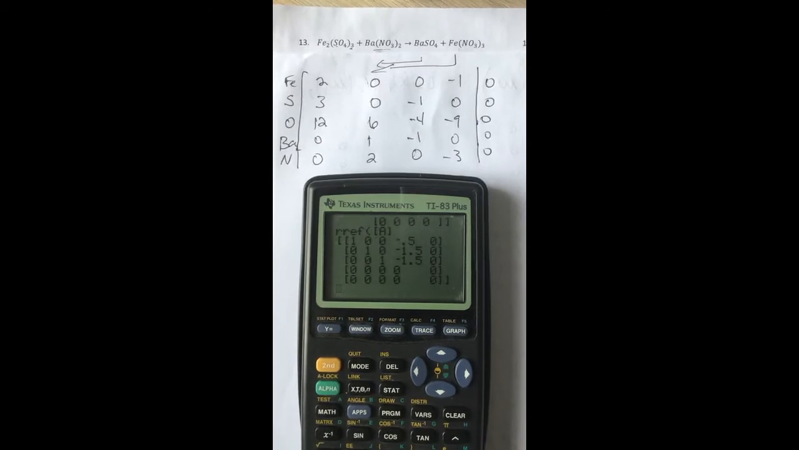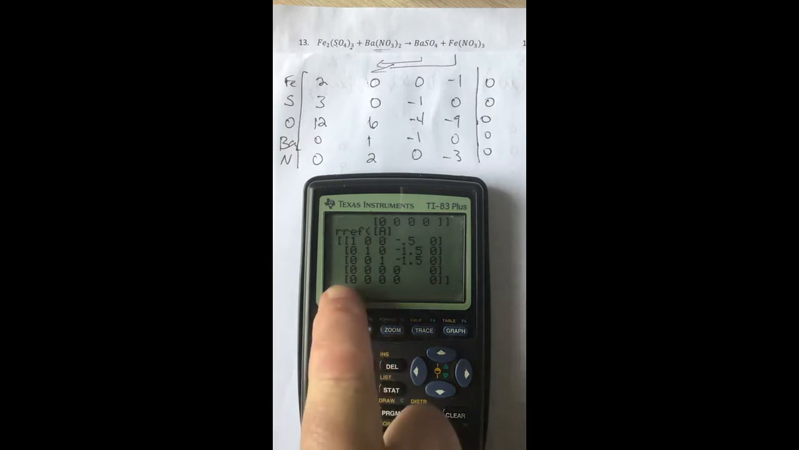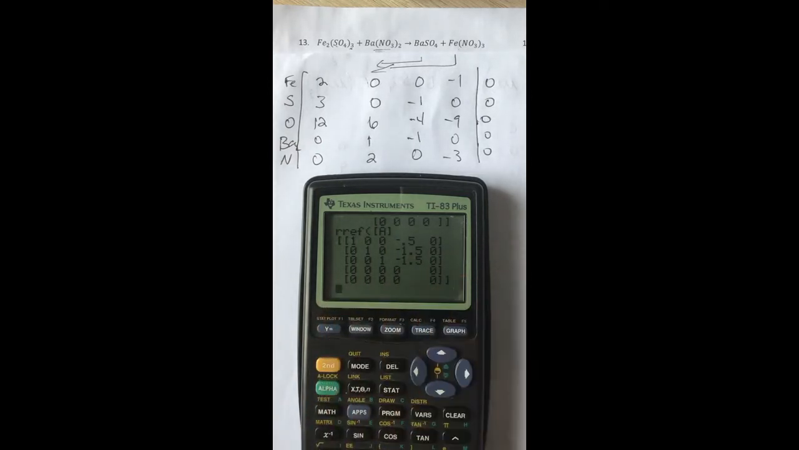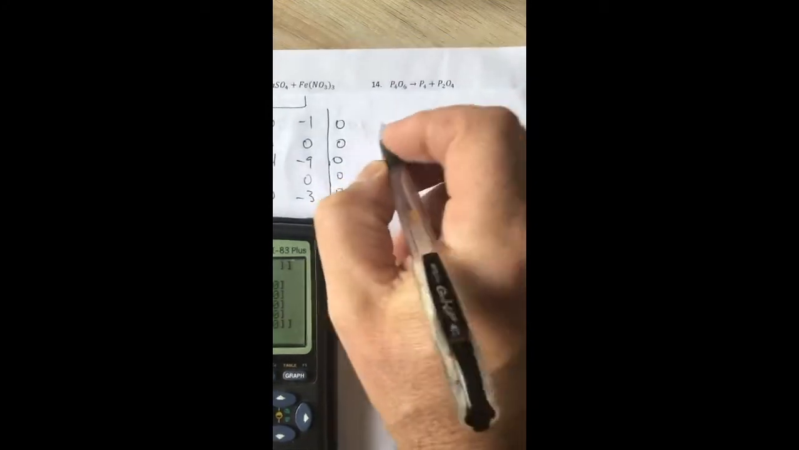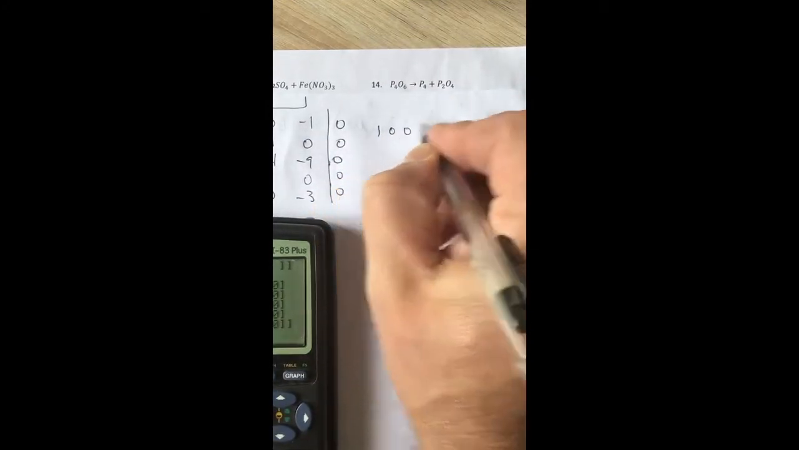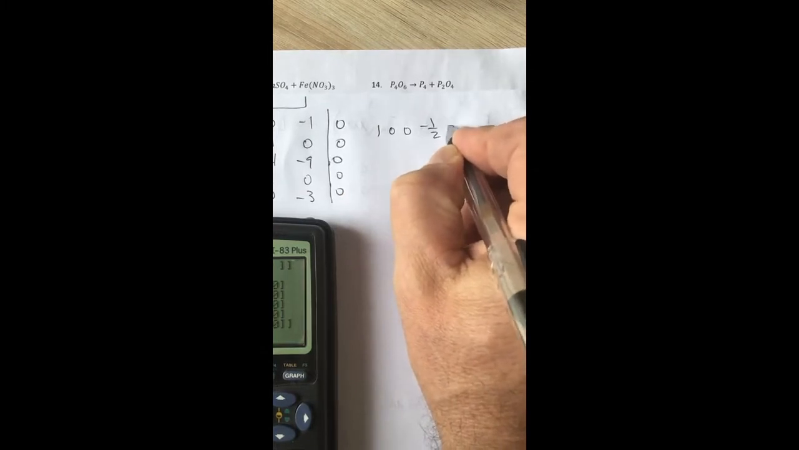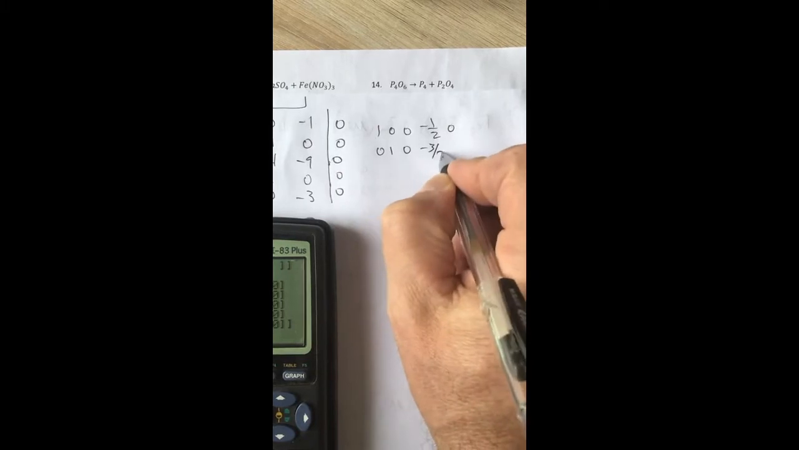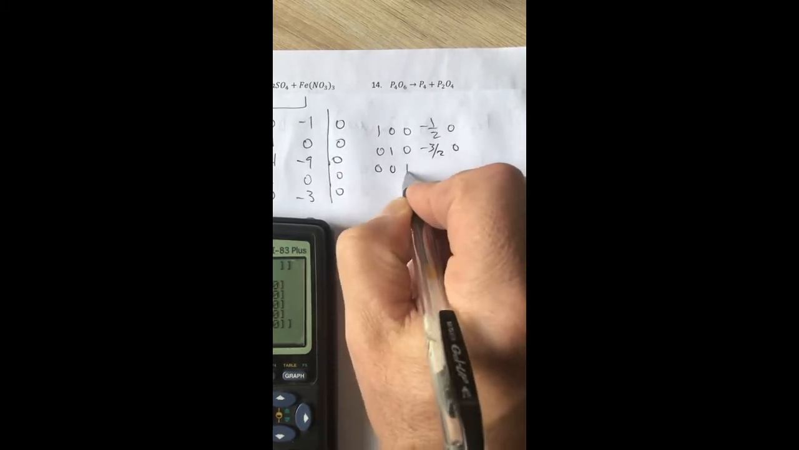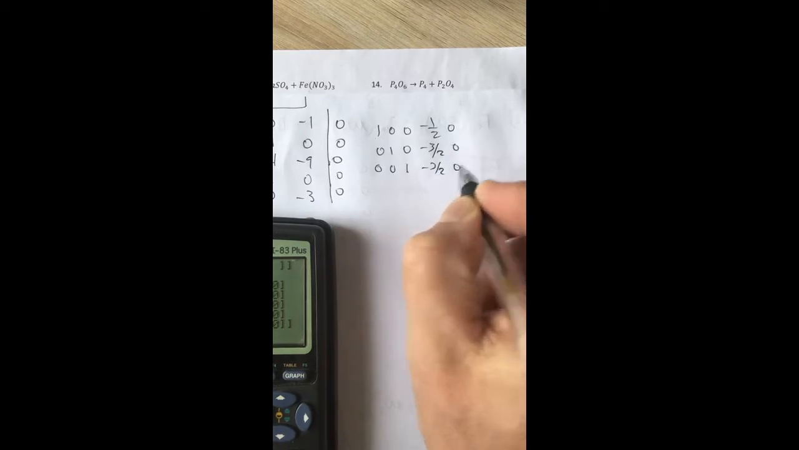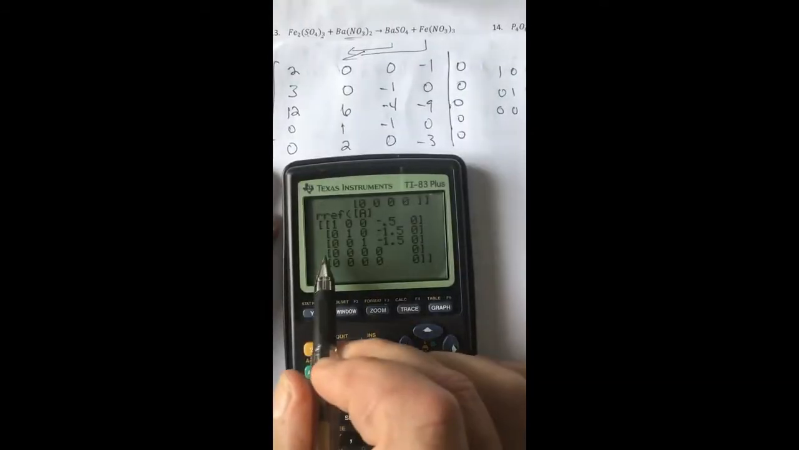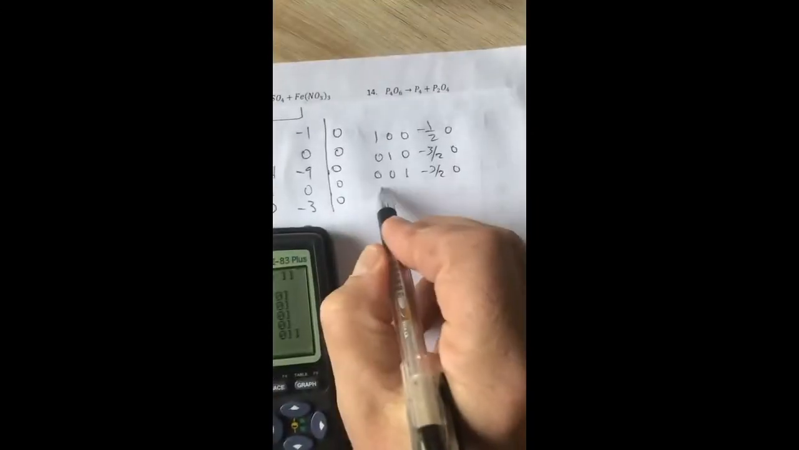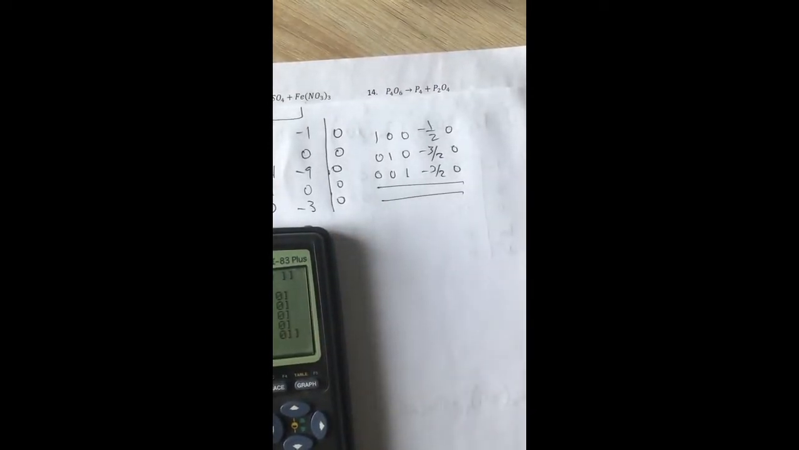Okay, let's see here. So I've got a bunch of zeros there and a bunch of zeros there. So let me jot down just what I have here so I can have some paper to deal with it. So I've got 1, 0, 0, -½, 0. I've got 0, 1, 0, -3 halves, 0, 0, 0, 1, -3 halves, 0. And then the last 2 columns are zeros. Okay, we can just ignore those then.